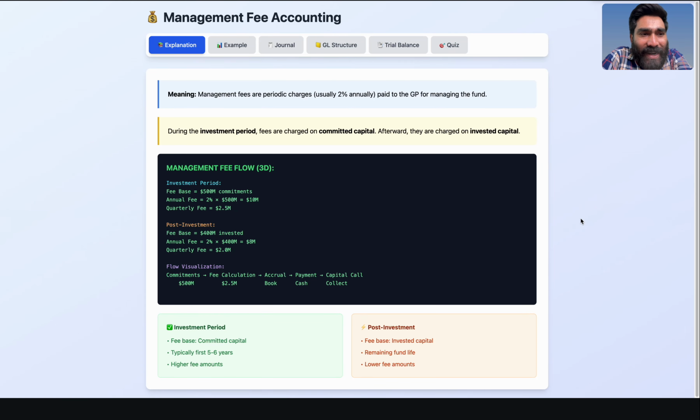All right. So in this module, we'll discuss management fee. How do we calculate management fee in a private equity fund, like real estate or normal private equity funds or venture capital funds? So let's discuss it.